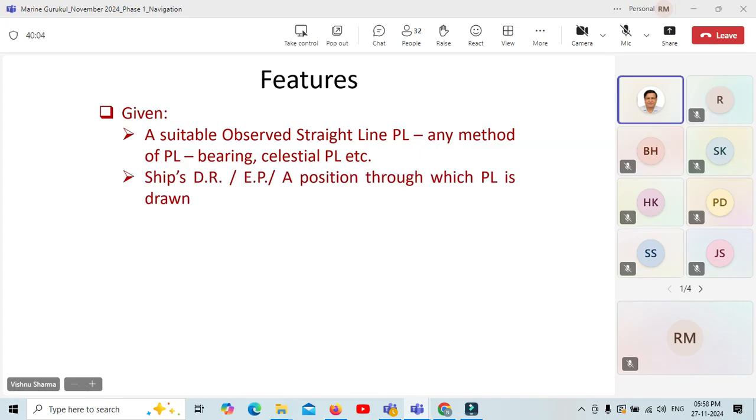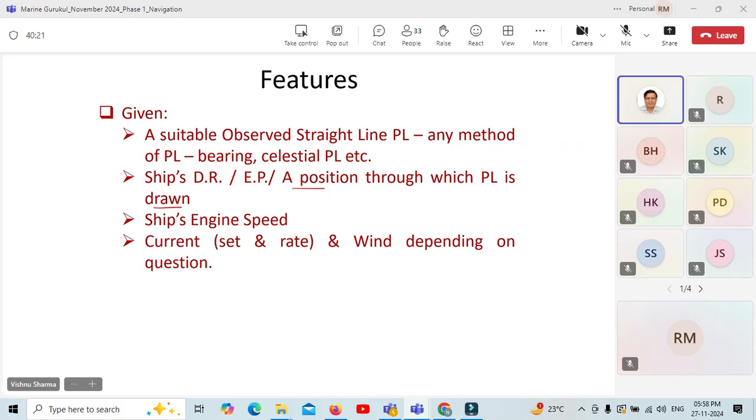Ship's DR or EP, or a position through which the PL is drawn. This last part will of course apply for the celestial PL. Ship's engine speed has to be given to you. Current, wind, both, one, none, as the question wants. This all will be given to you in the question, guys.